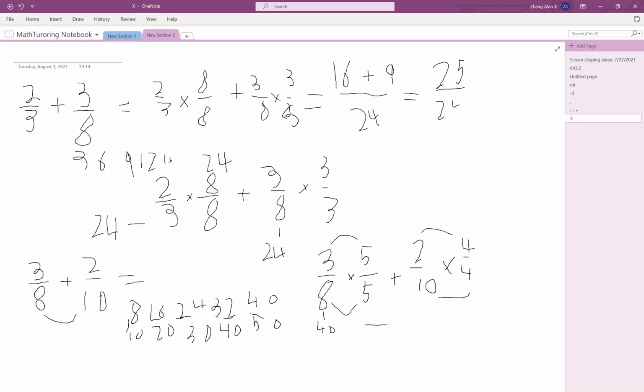Does it include the 3/8 times 5/5? So just multiply the top and then multiply the bottom. So what's 3 times 5? 15. Yeah. But then 8 times 5 is 40. Yeah. We do the same for the other side.